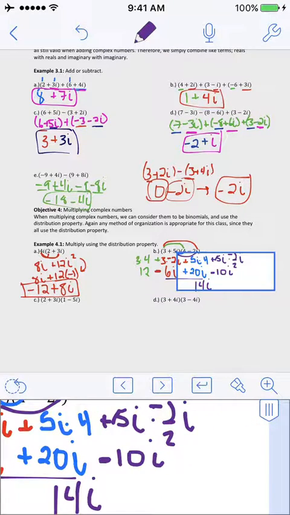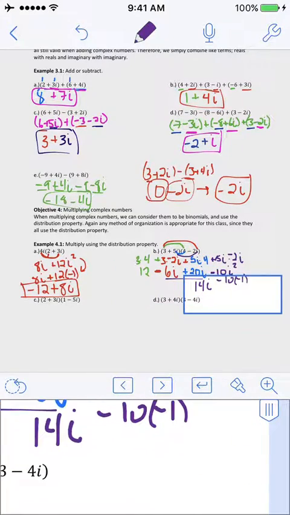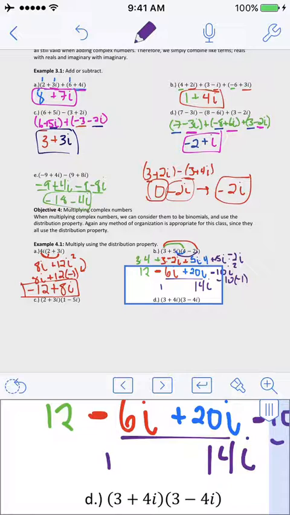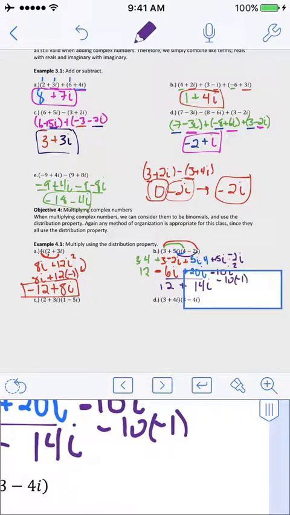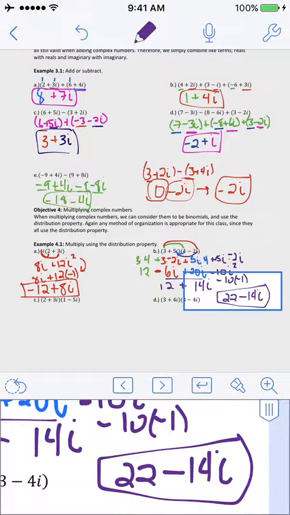Now here, this 10 is actually 10 times negative 1 now, right? So this is negative 10 times negative 1. It gives me a positive 10 plus the 12, so this will be 12 plus that, right? And then at the very end, I end up getting 22 minus 14i. So I actually do end up getting another complex number, which is cool. Complex number times complex number ends up being complex number.